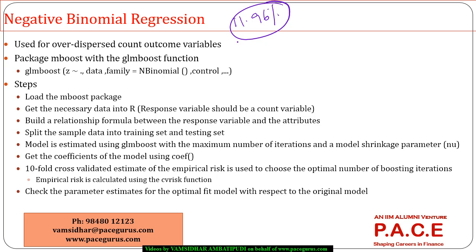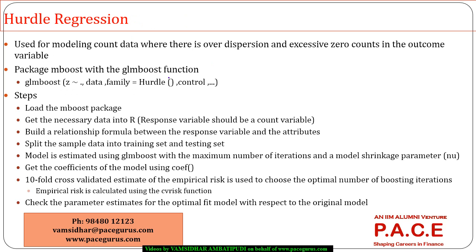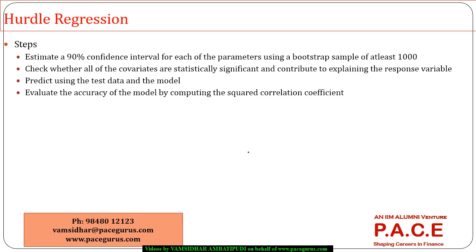Similarly, I have one more model which I can work with, on the same lines, which is the hurdle regression. Even this I use when there is over dispersion and if there are excessive zero counts in the data. If there are more zeros in the data, then it's better to use hurdle regression compared to either a Poisson regression or a negative binomial regression. Again, the major difference is within the GLM boost, where I set the family as a hurdle family. The rest, you could see, the process is exactly the same.